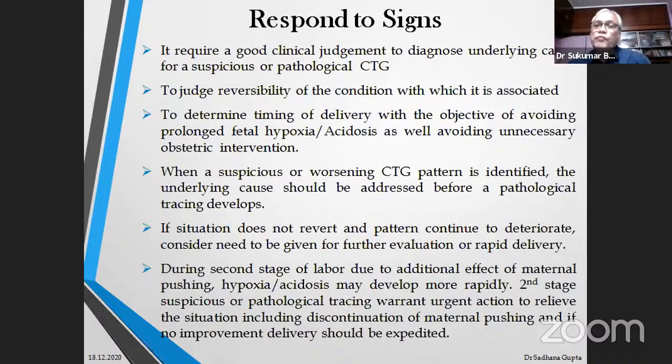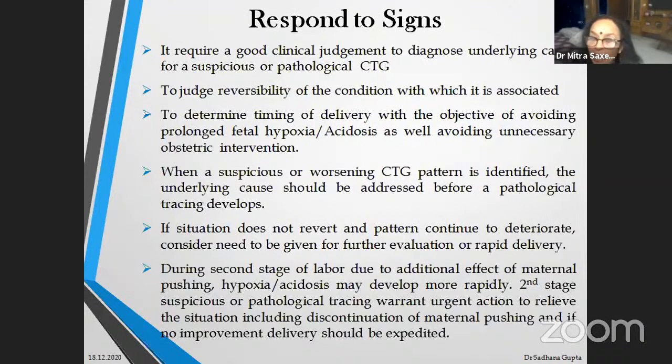So this is a very clear-cut thing already there in the intrapartum care of uncomplicated pregnancy in the NICE guidelines. And I'm very glad that at the end of the day, I'm saying the same thing that I started saying in the morning. So thank you very much. And I'm very glad to see the same slides here also.